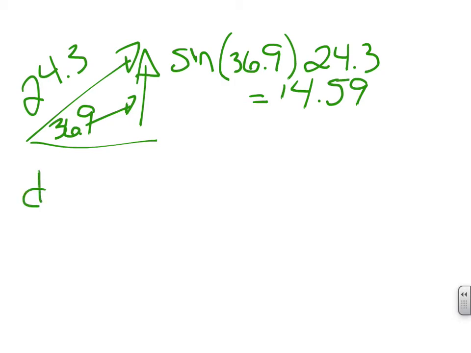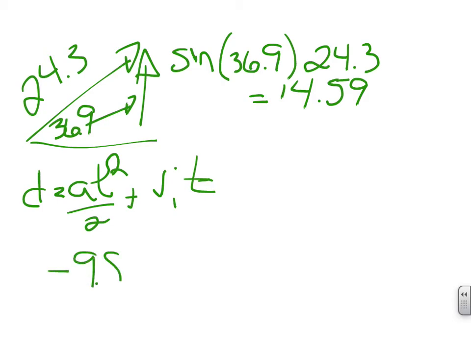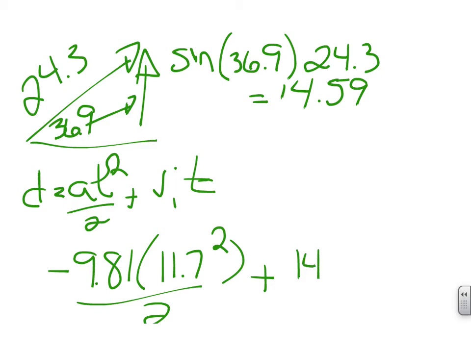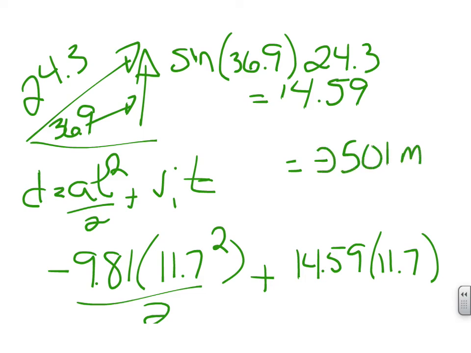So again, we're going to plug into the D equals AT squared over 2 plus VIT. And so my A is negative 9.81. The T was given as 11.7, over 2, plus 14.59 times 11.7. And when we do this, we're going to end up with a negative 501 meters. Well, the negative tells me I am 501 meters lower than when I started, so this would be the height of the falls.